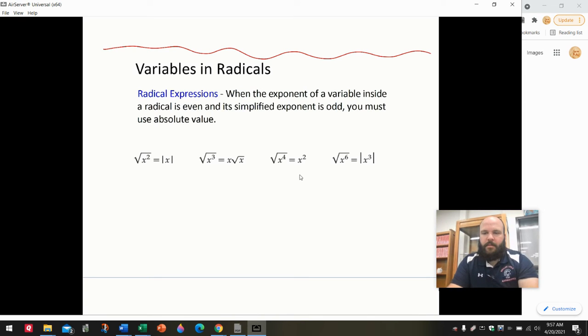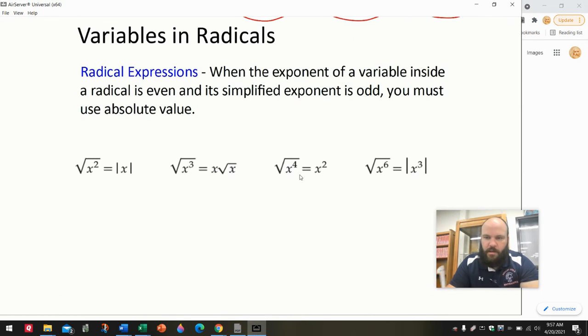Okay, hello everybody. So today we're going to continue our discussion in simplifying radicals, and we are going to move into simplifying radical expressions that also have variables. So the first thing that we need to be aware of is that when the exponent of a variable inside a radical is even and its simplified exponent is odd, you must use absolute values.